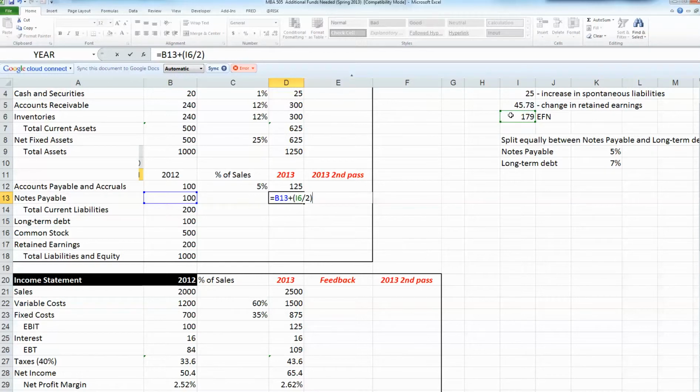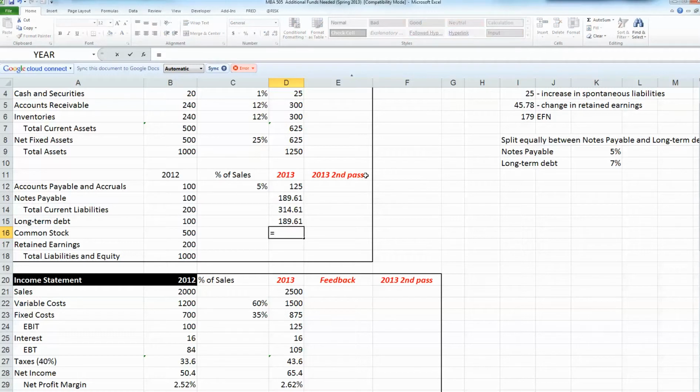Now it doesn't have to be split equally. It could be 70% with notes payable, 30% with long-term debt, or 0 notes payable, and the rest a combination of long-term debt and equity. But now that I have notes payable, I can find my current liabilities by adding accounts payable and accruals and notes payable. Long-term debt will be the previous year's long-term debt plus half of this external financing needed.